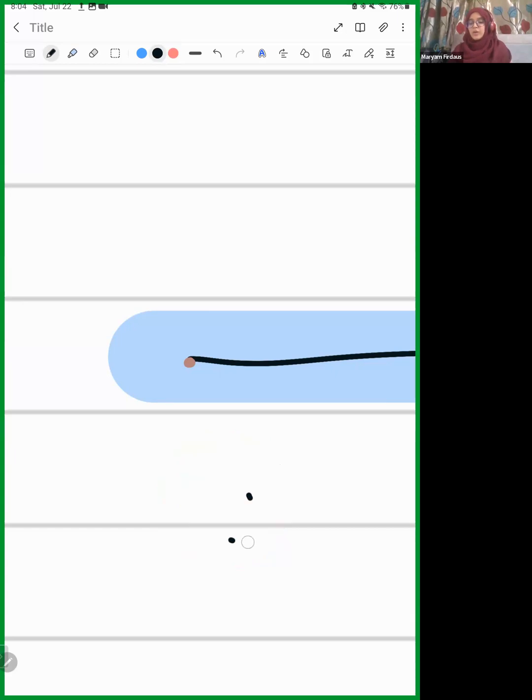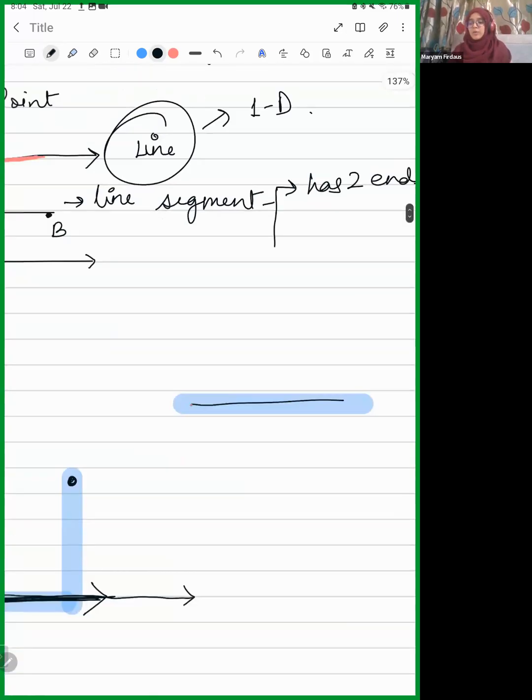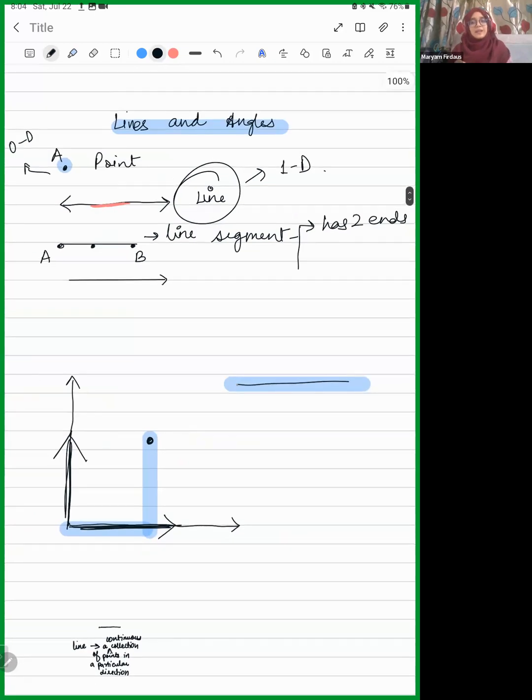So you cannot count the number of points in a line segment. That means there are infinitely many points in a line segment. So it has two ends. It has an infinite number of points, or infinitely many points. And out of those infinitely many points, there's going to be one point at which the line segment starts and one point at which it ends. And these two points are called the end points.